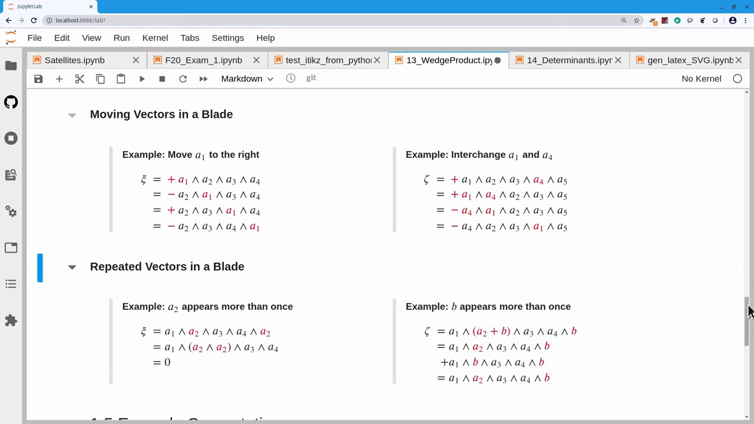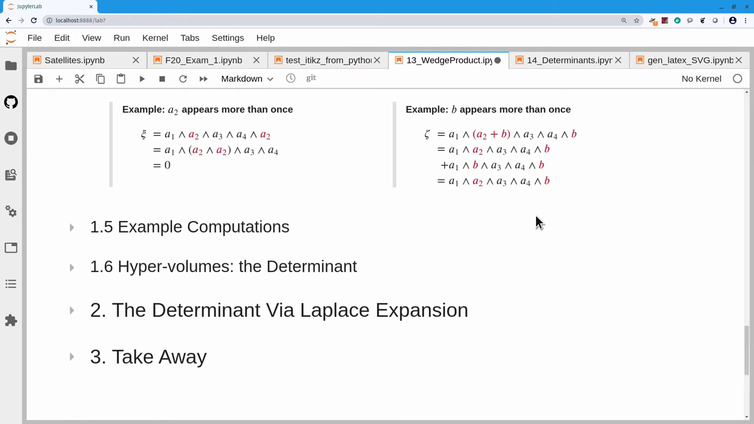Another case that's interesting is what happens if a vector appears more than once? Well, A1, A2, and here I have A2 appearing a second time. So what I'll do is I'll move them next to each other. There's going to be a certain number of sign changes. But once I have them next to each other, if I group them, A2 wedge A2, that's the same vector. That's the zero vector. So the net effect is if I have the same vector appearing more than once, even if they're not adjacent, the net effect is that the overall wedge product is equal to zero.